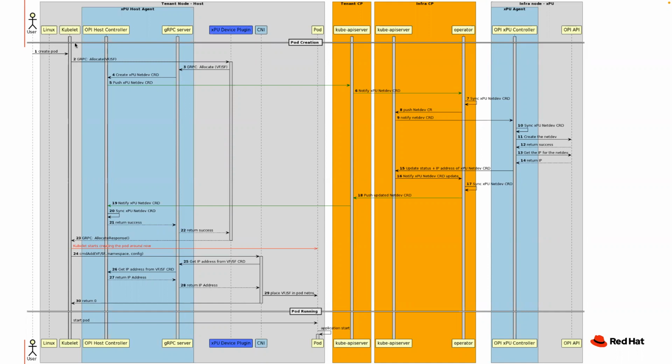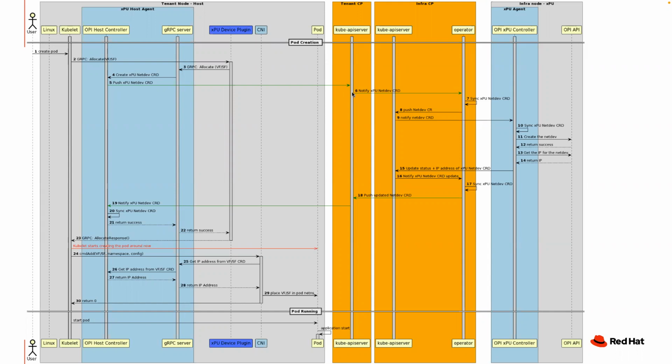So when a user creates a pod, the kubelet decides which VF it's going to allocate. It says to the device plugin, allocate this VF for this pod. Essentially what the device plugin is going to do is interact with the gRPC server on the host agent. This will indicate to the host controller that you need to create a NetDev CRD. This will be a new OPI CRD. This CRD will get pushed from the host controller all the way to the Kube API server for the tenant.